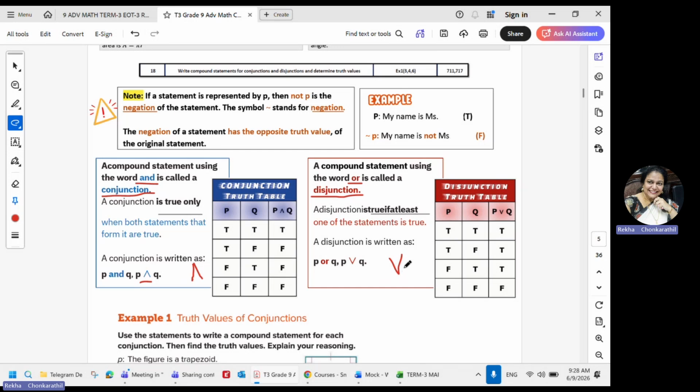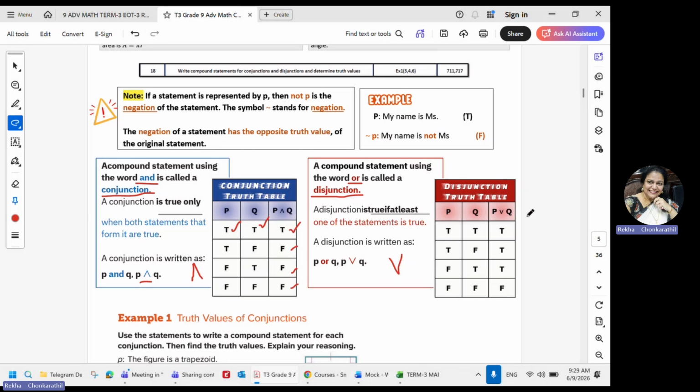So don't get confused. The truth table is, we will be talking about two or more statements. When both the statements are true, only then the conjunction, that is the and statement, will be true. The rest, everything is false. I repeat, in a conjunction statement, that is when you join two statements with the word and, you have to see the truthfulness of both the statements. If both the statements are true, only then the compound statement using and is true.